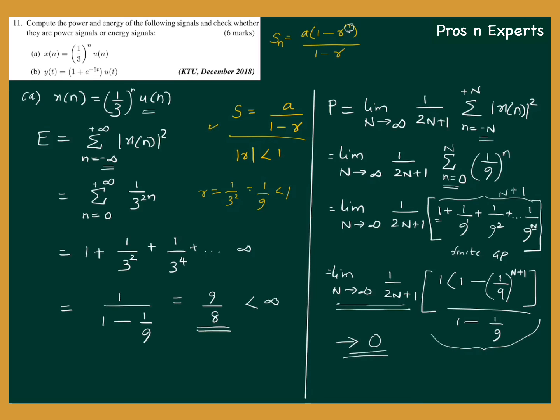Okay, so what we have inferred from this problem is that the energy is a finite value, 9 by 8 is a finite value, and the power is 0. So the signal is an energy signal.